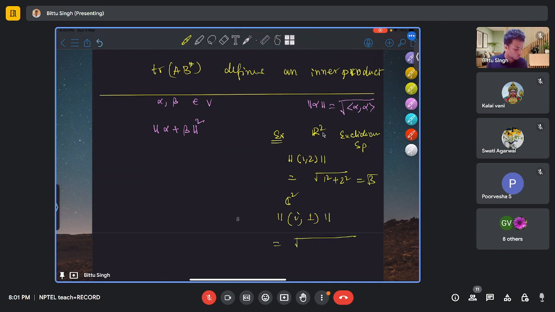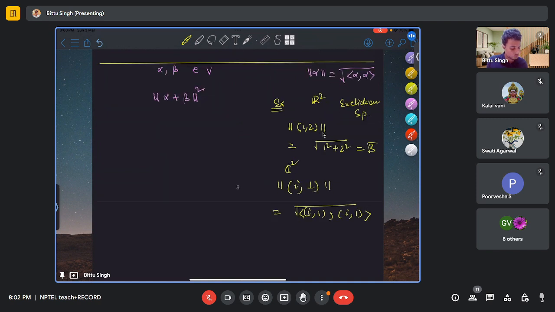From the definition, it will be the square root of the inner product of (i, 1) with (i, 1). Previously we have defined the inner product this way: take the component-wise multiplication but do the conjugation operation, i times i bar, and similarly 1 times 1 bar. This is the same as mod i squared plus 1, which is 1 plus 1, that is root 2. So those are examples of length.